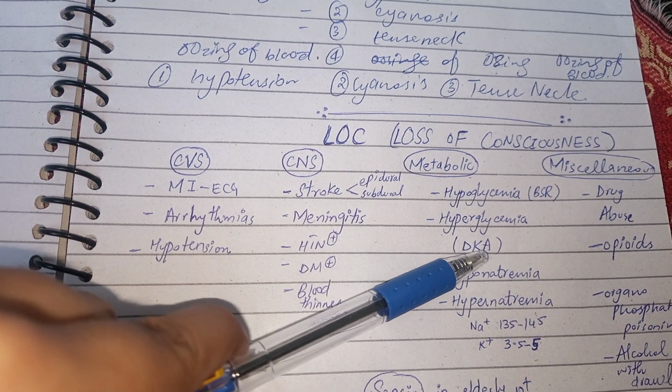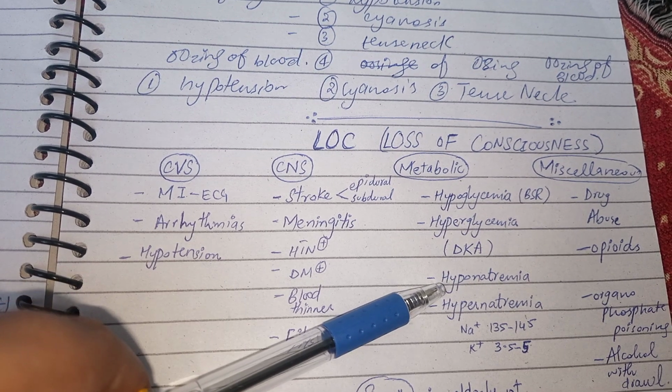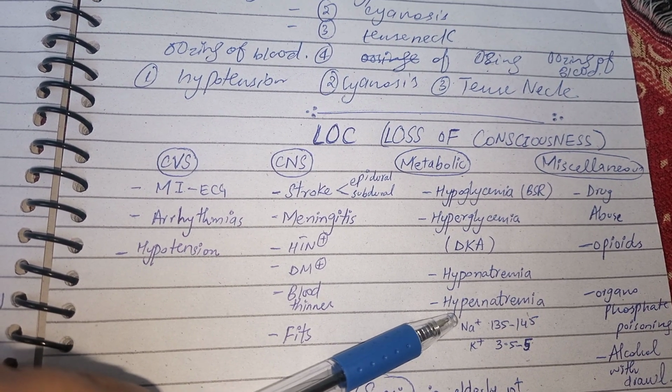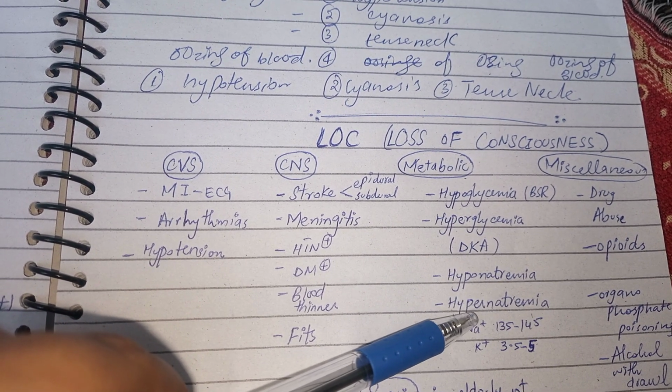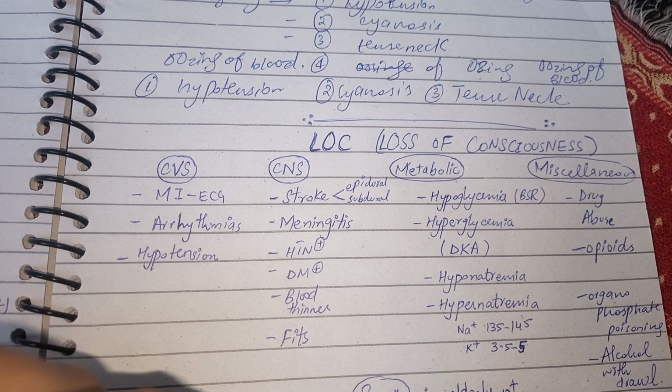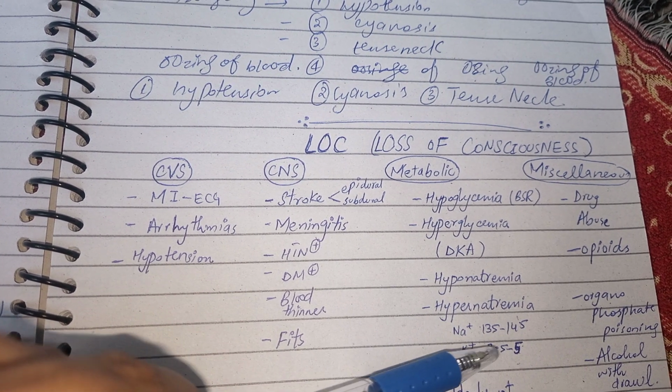And then acidosis, pH, hyponatremia, decreased sodium level, and hypernatremia, increased sodium level, can also result in loss of consciousness. The normal sodium levels are 135 to 145, and normal potassium levels are 3.5 to 5.